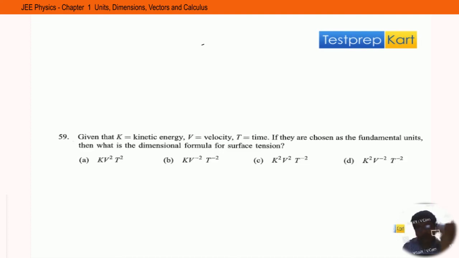Last, given that K is the kinetic energy, V is the velocity, T is the time. If they are chosen as fundamental units, then what is the dimensional formula of surface tension? So, first of all, we need to understand the formula of surface tension. What is the dimensional formula of surface tension?